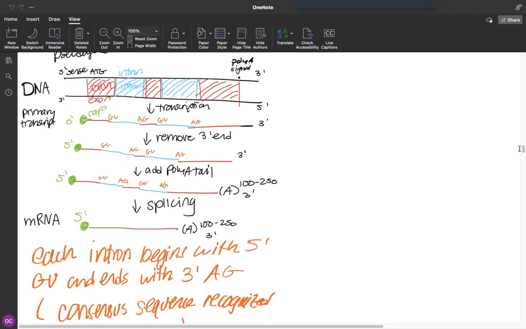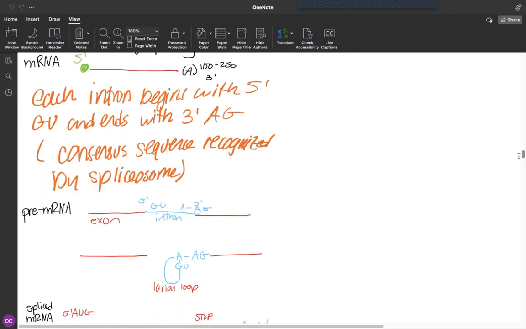So when we're processing mRNA, first we have to add that 5' cap. We got to remove the 3' end and add a poly A tail. And then we have to splice it all together. So we cut out the introns, going by the GU and AG as our markers to know where to cut. And then we join the exons all together. And then from this, our mRNA can be used for translation. Again, each intron begins with a 5' GU and it ends with a 3' AG. This consensus sequence, which is shared across every organism, so it's highly conserved, is recognized by the spliceosome, which is what splices the mRNA.